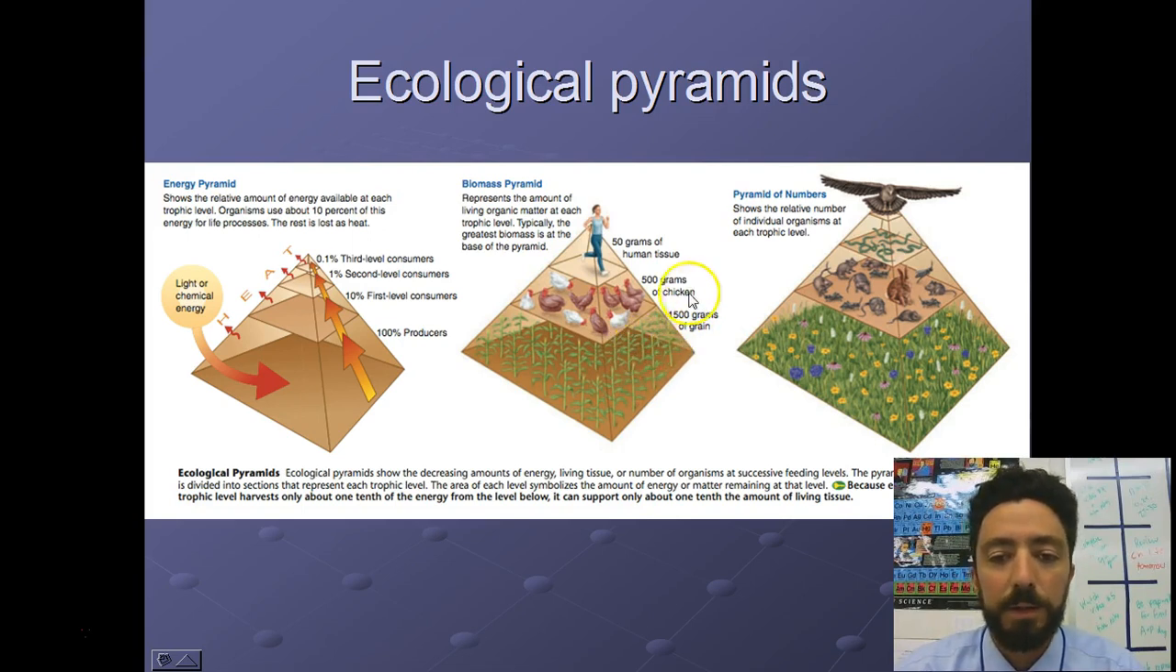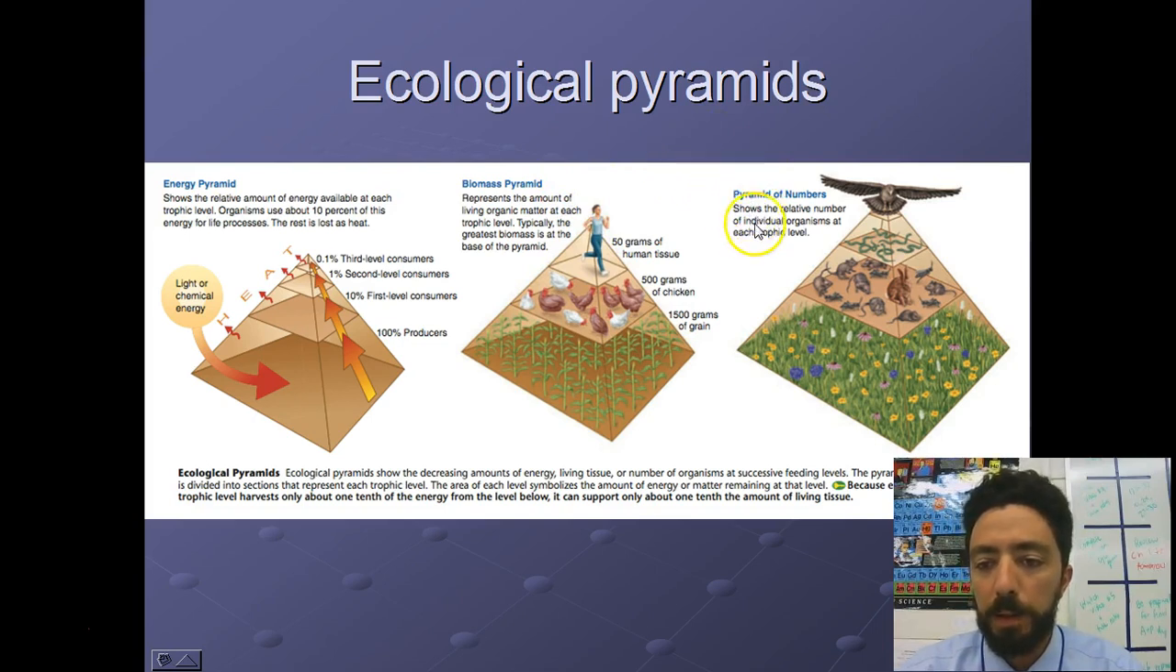The next level, let's say the grain is eaten by the chickens. Again, we're going to find the mass of all those chickens, and it's going to be pretty large, but it's only going to be about 10% of the mass of the grains. And the human tissue that comes from eating the chicken, again, we're dropping down by about 10%.